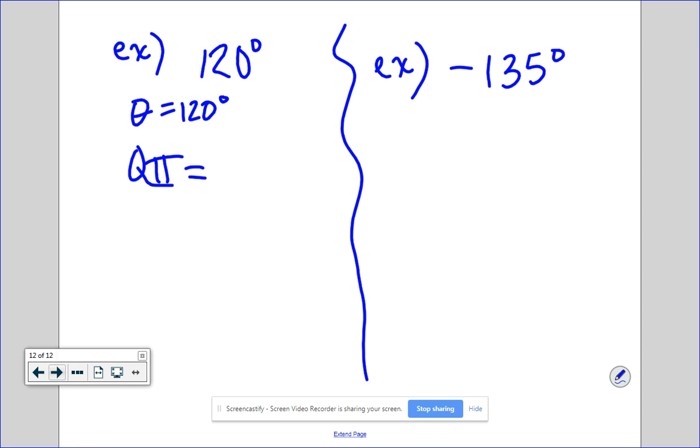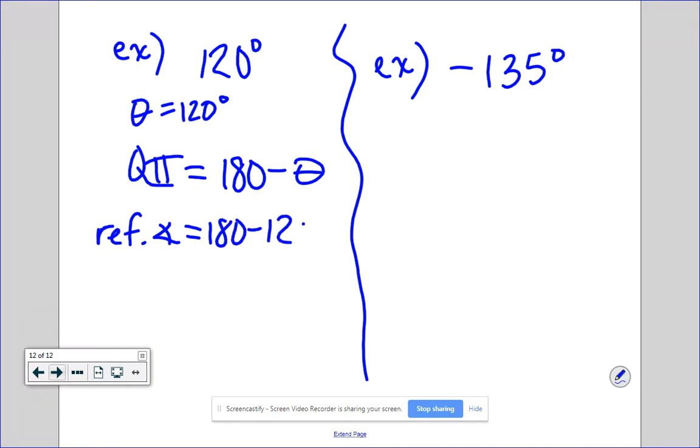So then to find its reference angle, I got to figure out, what's the formula in quadrant 2 to find reference angles? 180 minus theta. And we already said theta is 120. So what is my reference angle? My reference angle is 180 minus 120, or 60 degrees. Questions on how I did that?